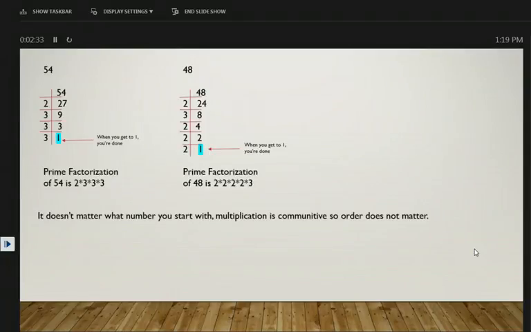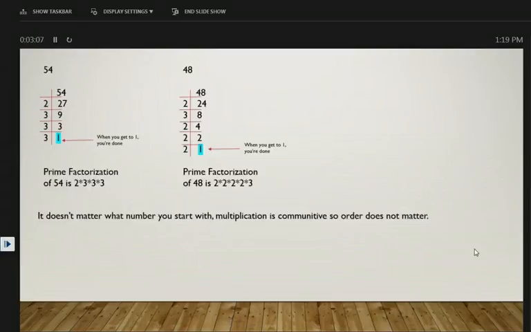Which one do you use? It doesn't matter, because multiplication is commutative. 3 times 2 is the same as 2 times 3. So it doesn't matter how you multiply the numbers. So you can start with a 2 or you can start with a 3. I usually start with 2 because it's easy to divide. To me, 2 is the easiest number to divide into any number. 2 into 104, 52 times. So I use 2 a lot.